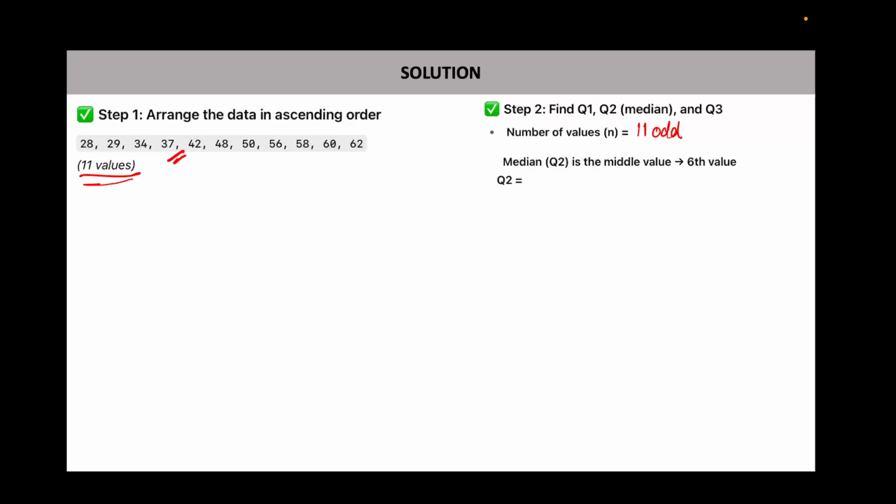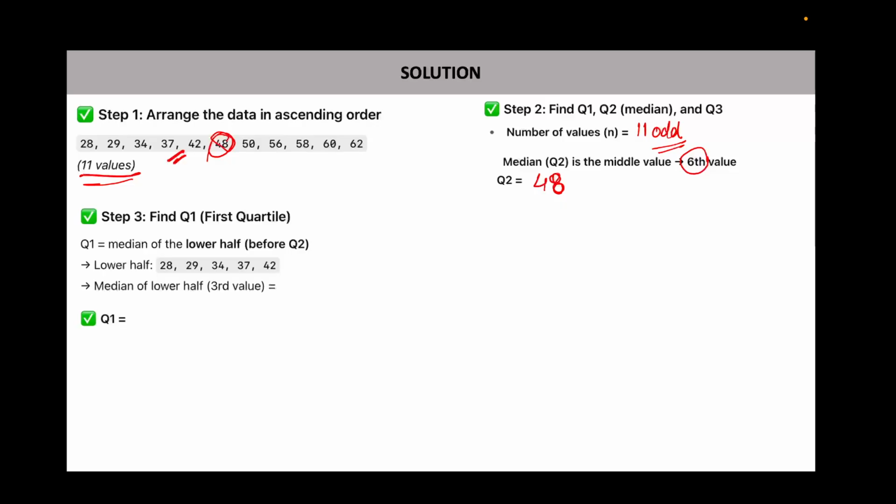If you have an odd value, it becomes easier to calculate the median, and in this case the median will be the sixth value. So from here, if you take the sixth value, it will be 48. So your Q2 becomes 48.